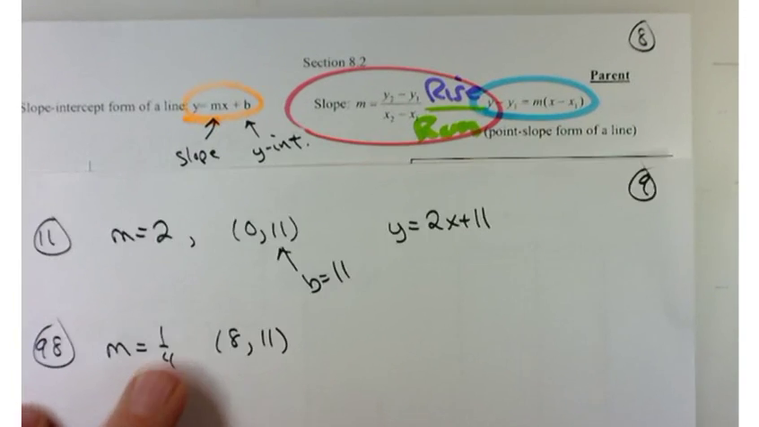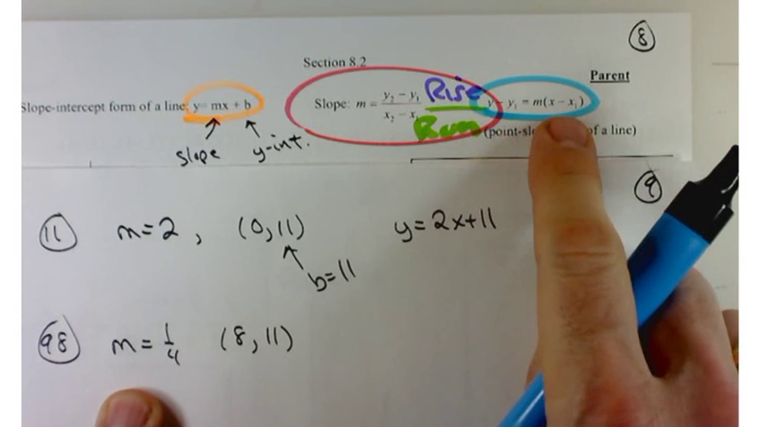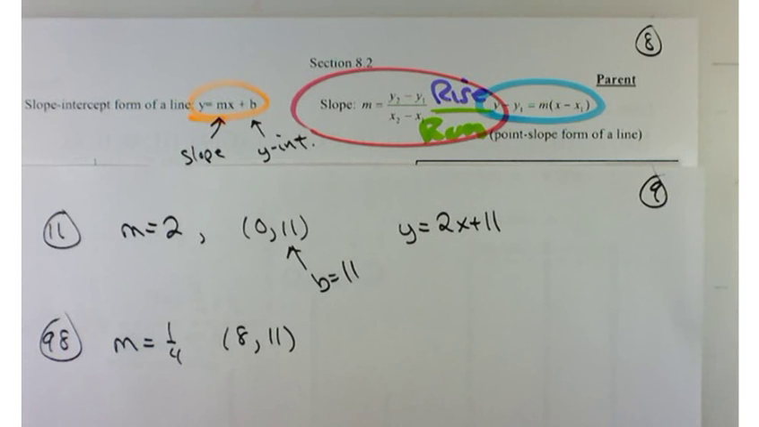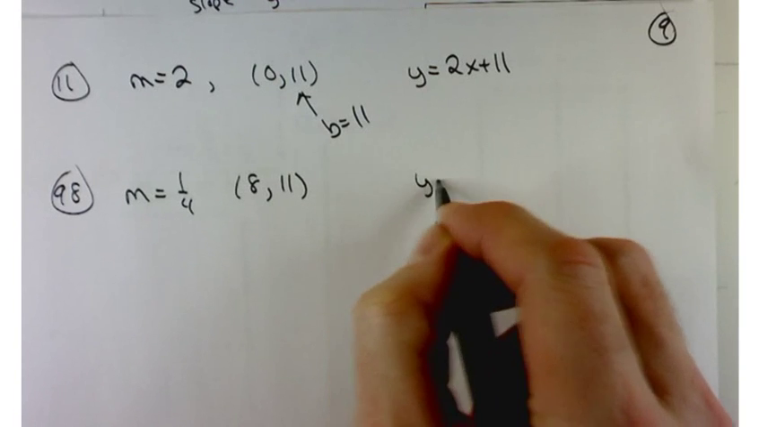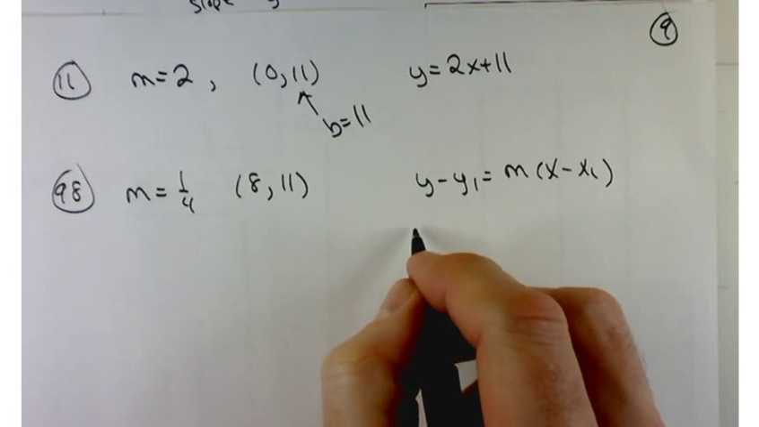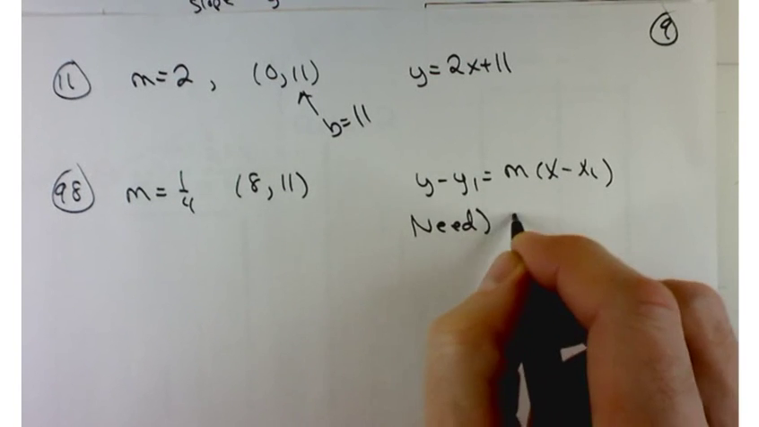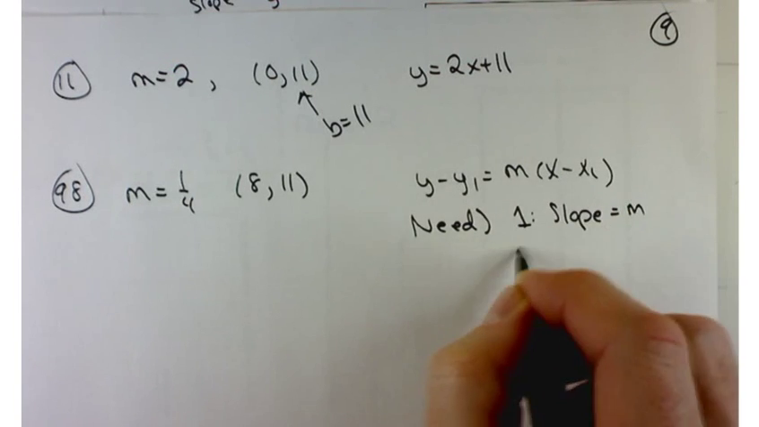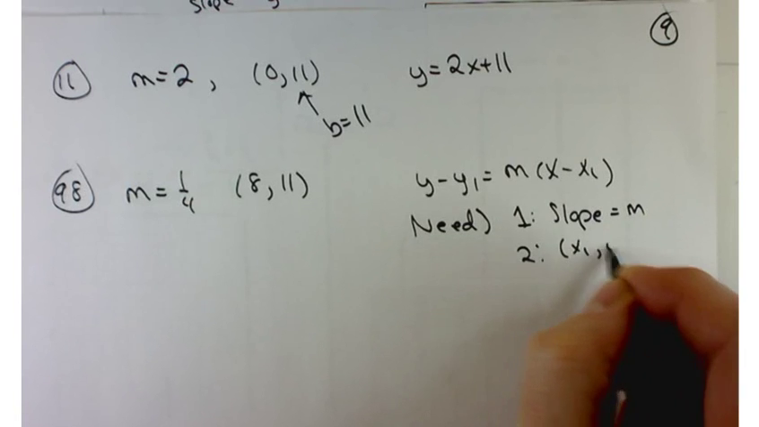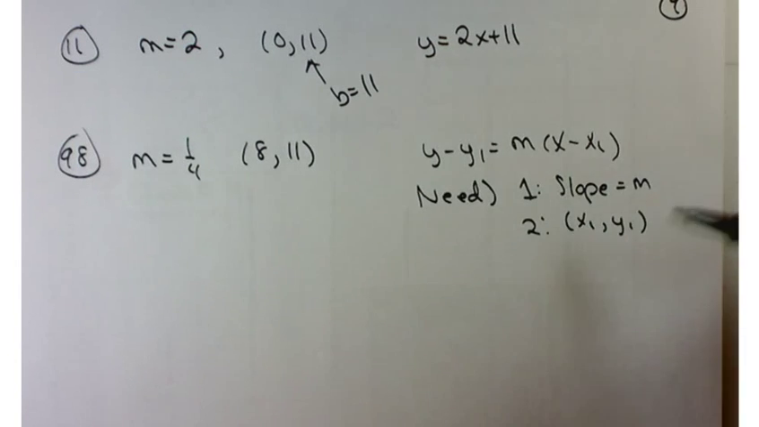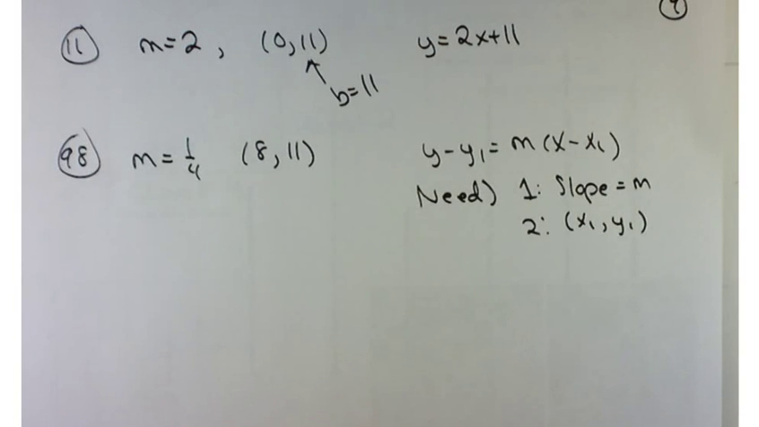So y minus y1 equals m times x minus x1. This is the point slope form of the equation of a line. You need two things in order to use it. So let me write it down here. y minus y1 equals m times x minus x1. You need 1, slope, and 2, x1 and y1, a point. You need those two things. Hence the name, point slope form of the equation of a line.